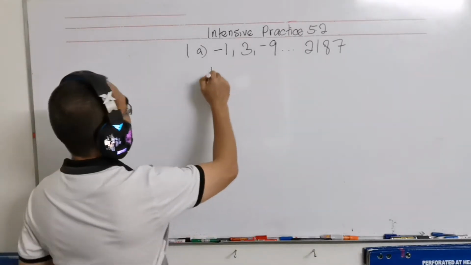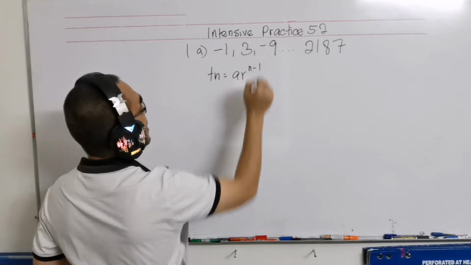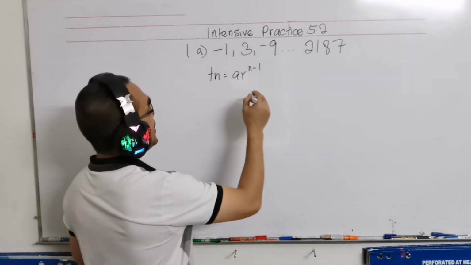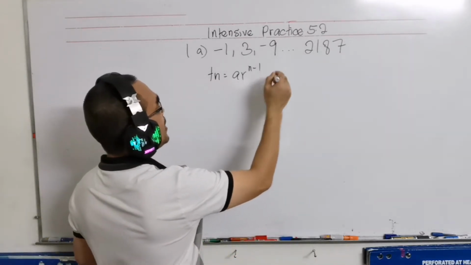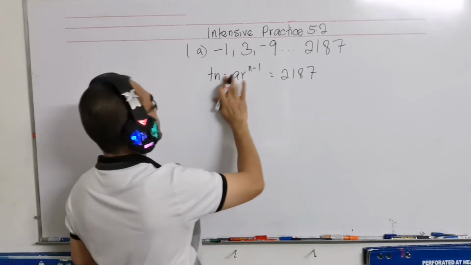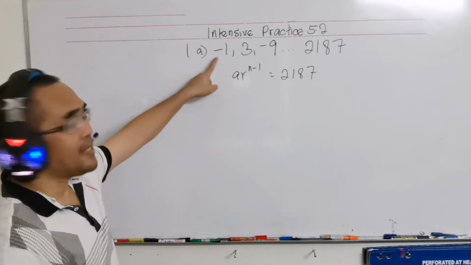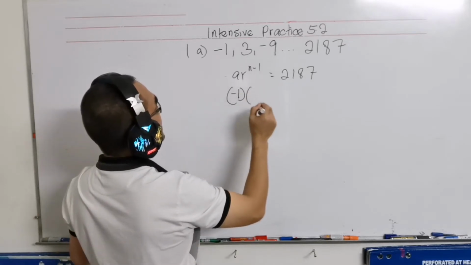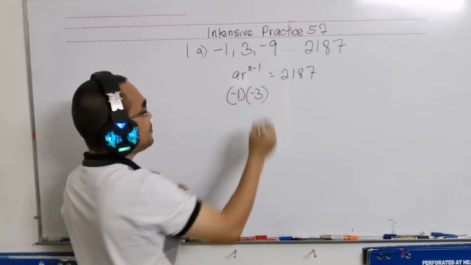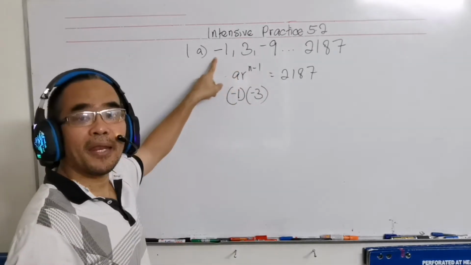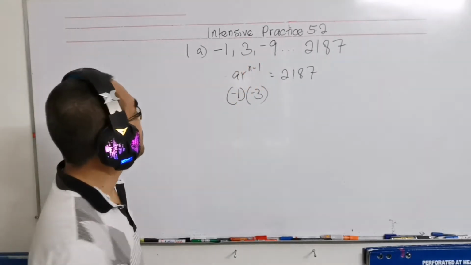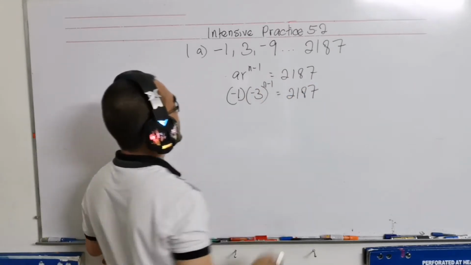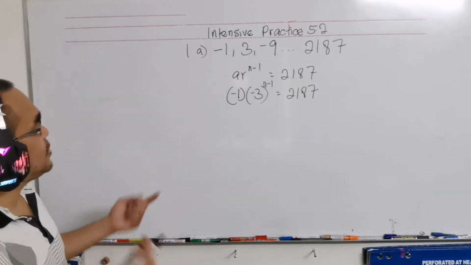So the term is ar^(n-1). This is the last term in the arrangement, so we say ar^(n-1) equals 2187. Replace a with negative 1, then multiply by r. So r will be negative 3, from 3 divided by negative 1, or negative 9 divided by 3. So negative 1 times negative 3 to the power n minus 1 equals 2187.